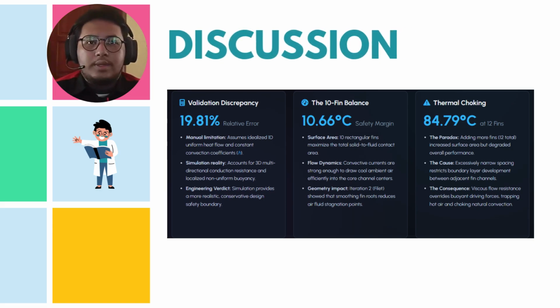So let's see the validation disparity. As you can see, these are the differences. There is a 19.81% relative error between our hand calculation and the simulation. This is because the hand calculation uses a simplified 1D assumption, whereas the simulation captures realistic 3D airflow and heat path. So the simulation gives us a safer and more realistic boundary.